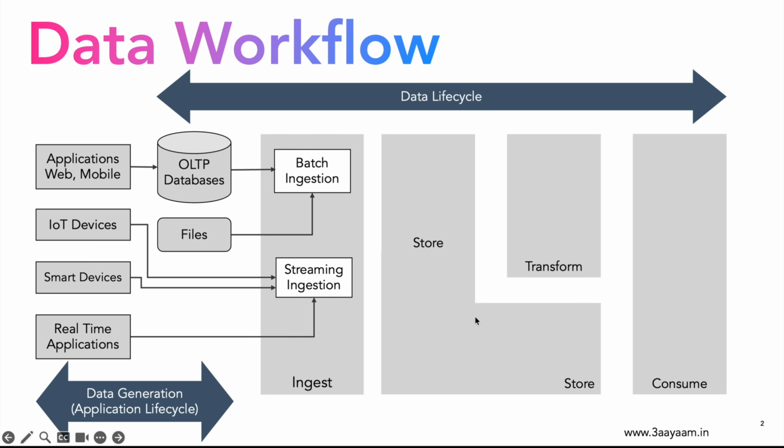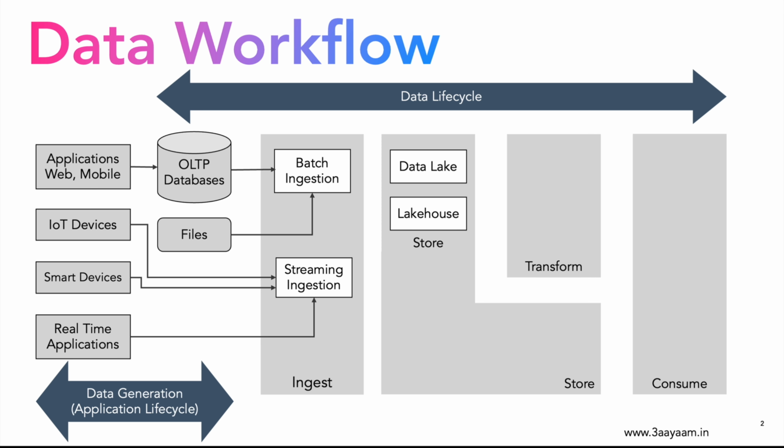Now, one call out, it does not necessarily mean that these applications like the IoT devices, smart devices, etc. will always ingest the data into the data engineering pipeline. They can decide to store the data in OLTP databases also, mostly NoSQL databases. And from there, it would be fed to the data engineering pipeline. Any which ways, the sources can be the OLTP databases, files, or IoT devices, smart devices, and real-time applications. So these are the two types of ingestion. One is batch ingestion and the other one is streaming ingestion. Of course, I'll talk about it in detail later on.